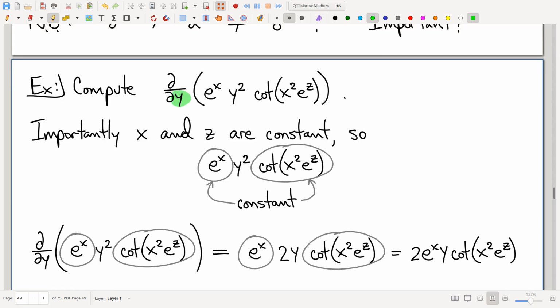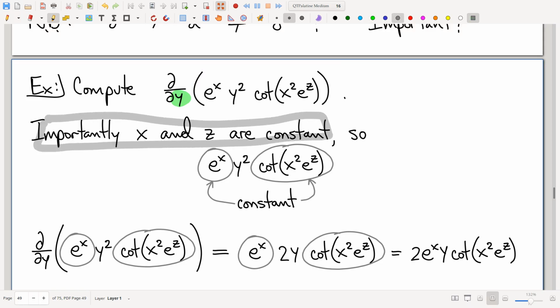Let's take the y partial of this function. Looks like a nightmare. Product rule, chain rule. Oh my gosh, right? Looks super tedious. But keep in mind, since we're doing a y partial, x and z are constants. So that's a constant, which means that's a constant. That's a constant, that's a constant, that means that's a constant. That means this is just a great big constant.